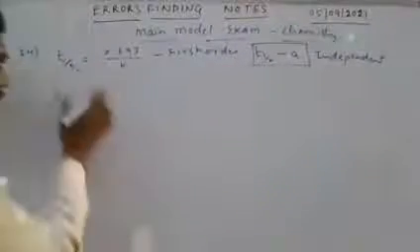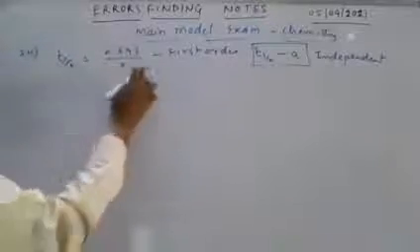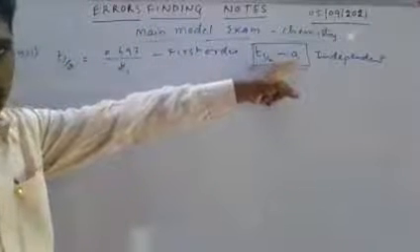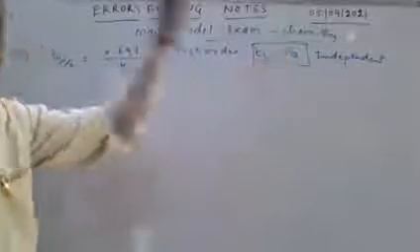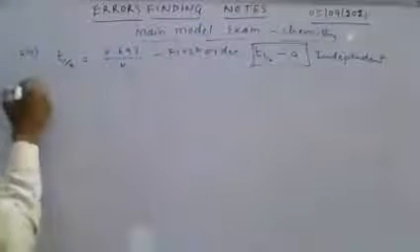Independent. Why? What is the reason? The t half expression is 0.693 by K1. In this formula, there is no A term. That's why t half is independent of A, the initial concentration. It does not depend upon A.